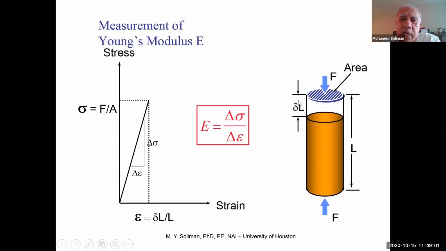That gives me the stress. So delta L over L is the strain. The force divided by the area is my stress, and draw this straight line, and the slope of the straight line is my Young's modulus. Young's modulus for a hard sandstone maybe 5, 6, 7 million psi. The stress is in psi. The strain is unitless, a dimensionless parameter because it's length divided by length.